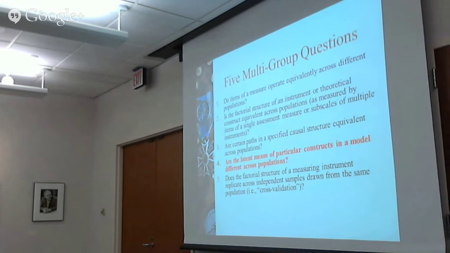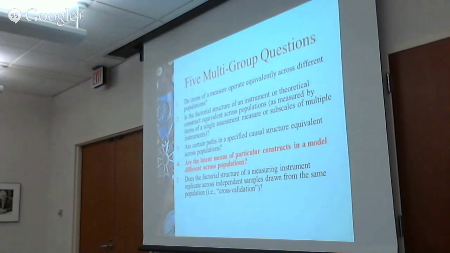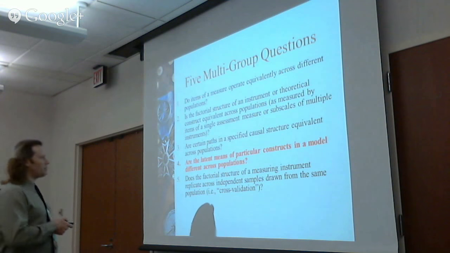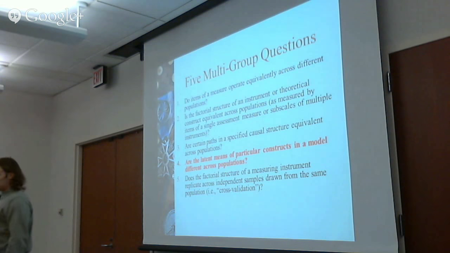And I'm really excited about this. Question 5 is asking, if I went to another group, how likely is it that I would get the same results? Cross-validation. So this is really a question of generalizability. It is also a question of reliability. And it's all about how the measure works.